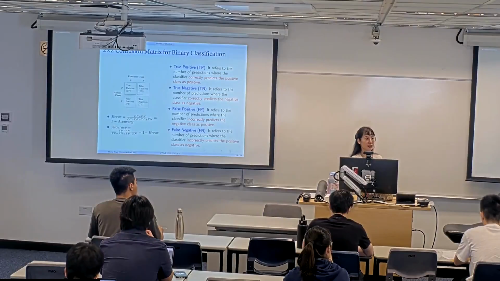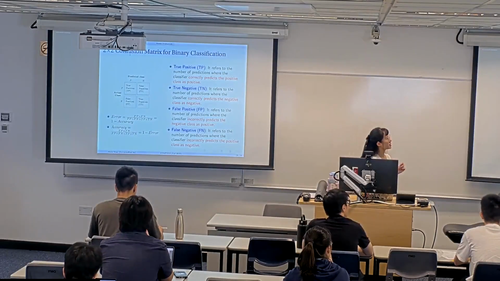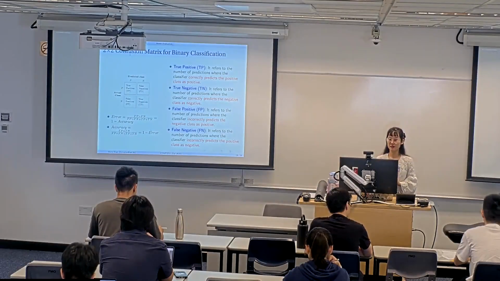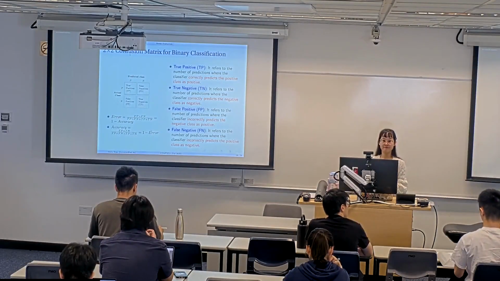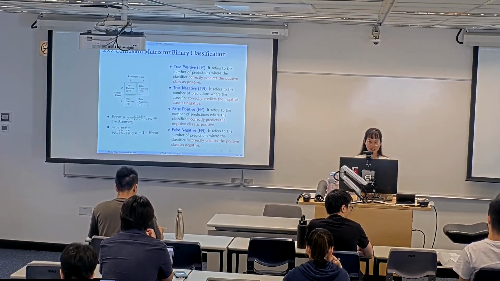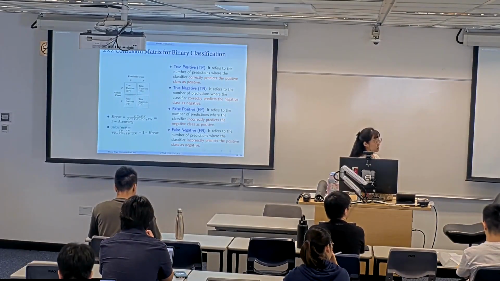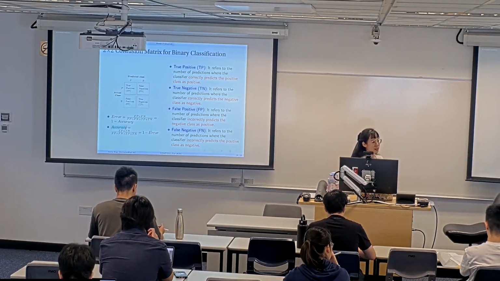All right, so until now, any question regarding the confusion matrix for binary classification? Great. So now we have a confusion matrix, and we already know how to calculate accuracy according to the confusion matrix.